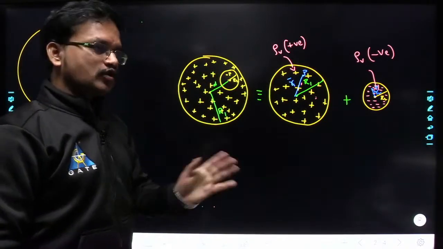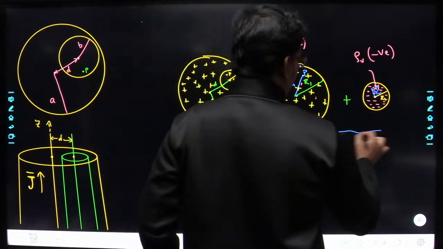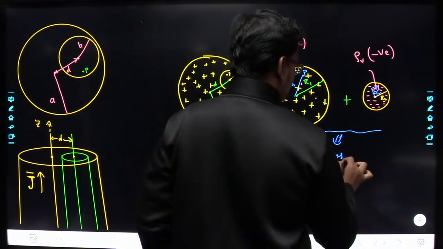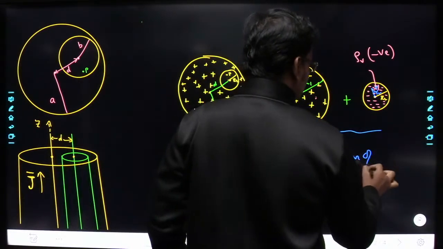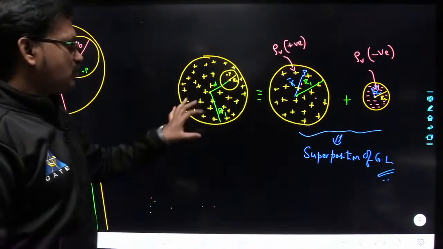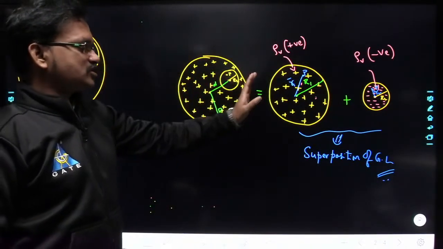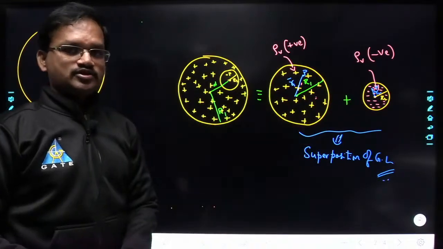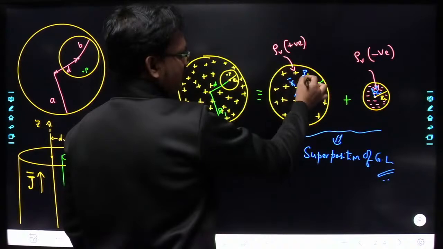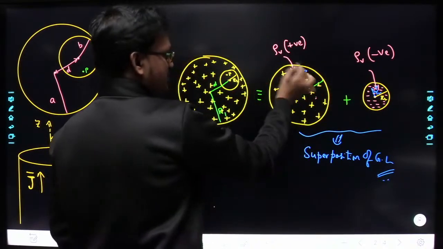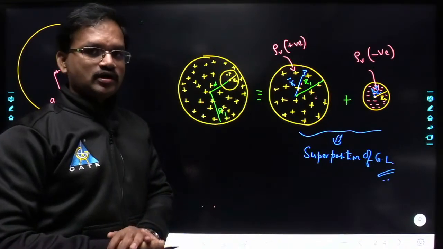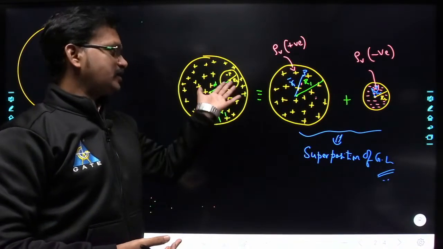Understood? Okay, so what is the principle we have used here? We have used superposition of Gauss law. Understood? What we have done is we have split this charge distribution into two charge distributions. Then we tried to determine the electric field at some point P that is inside the cavity. So what is the result we got here?